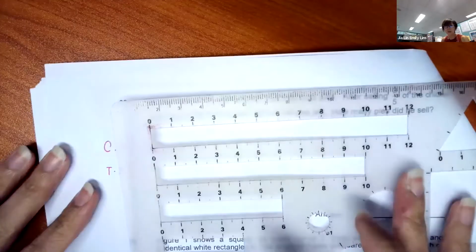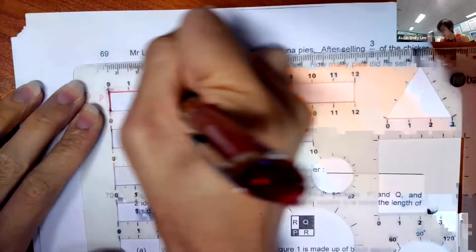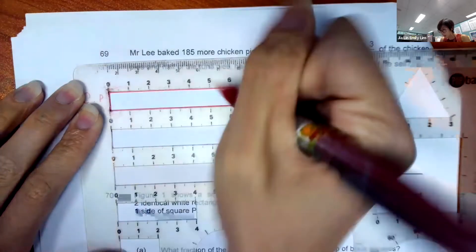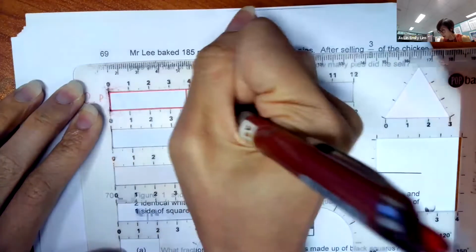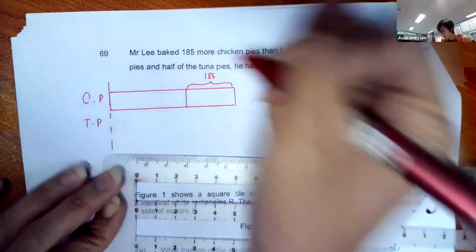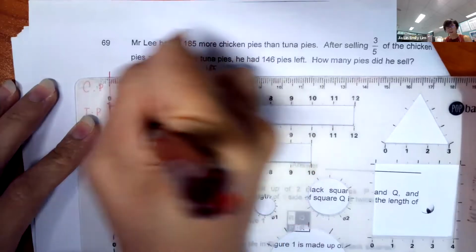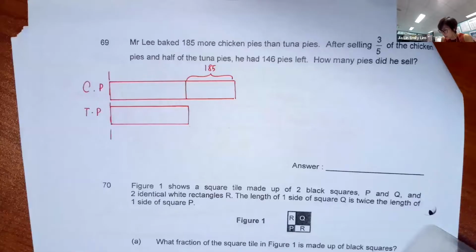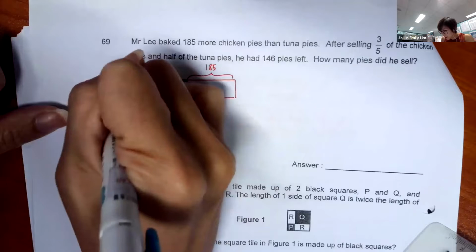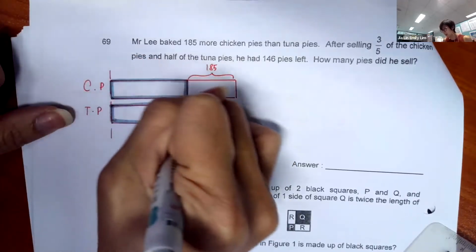Okay, question 69 will be your burgers and fries question. So first off, Mr. Lee baked 185 more chicken pies than tuna pies. So I'm going to draw. Okay. And then I'm going to put in 185 here. And then tuna pie will just have this, a 1 unit, 1 big box here. Okay. So just to help you to visualize this, and this is equal. So the only thing that's extra is 185 more chicken pies there.